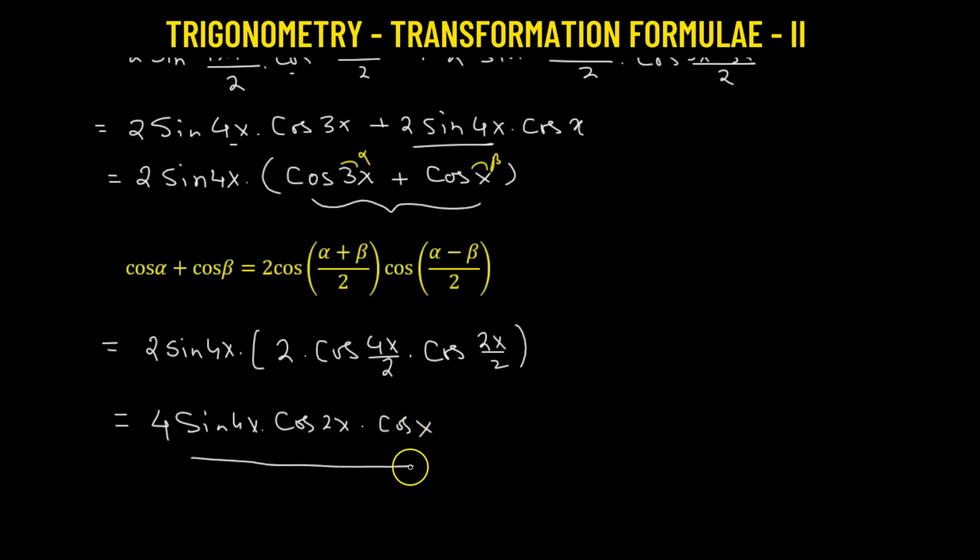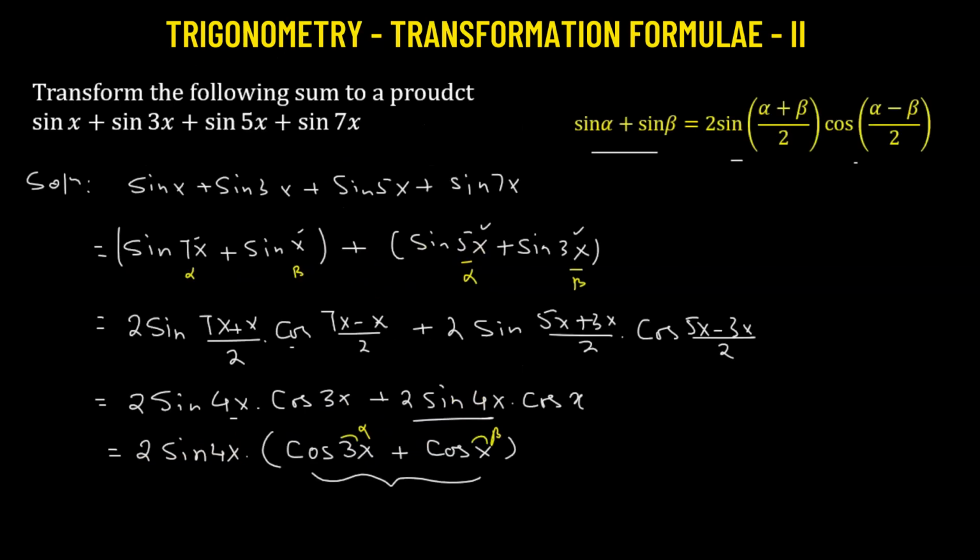So what we have now is the product of the trigonometric functions sine 4x, cosine 2x and cosine x. So we have successfully transformed the given sum into a product. So we got 4 times sine 4x multiplied to cosine 2x times cosine x.